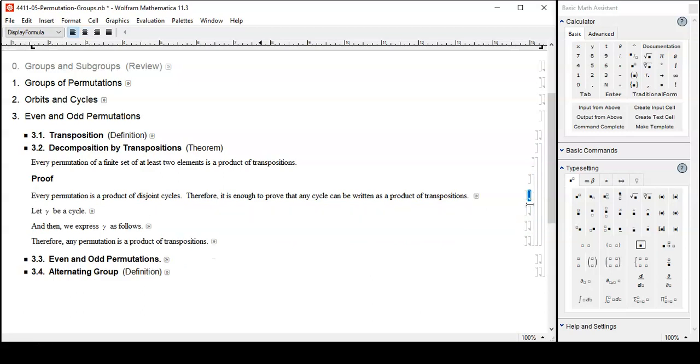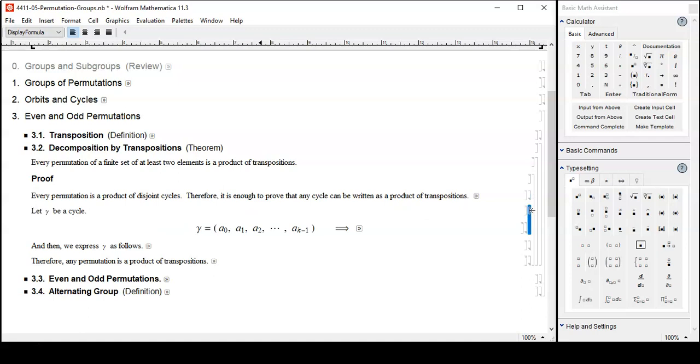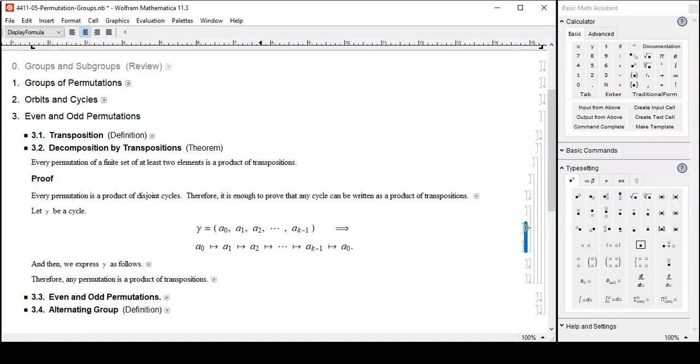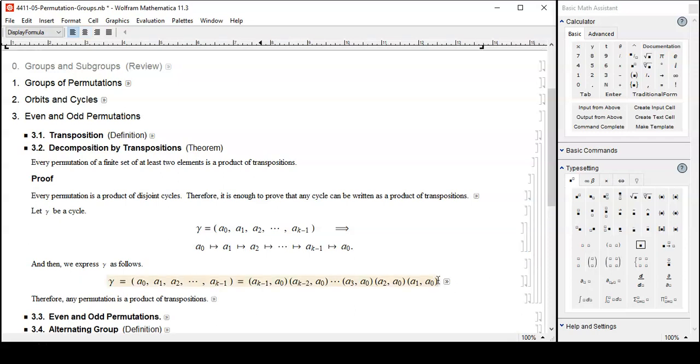So let's begin with a cycle. Let gamma be a cycle like this. A0 goes to A1, A1 goes to A2, A2 goes to A3, and so on, and then A_{k-1} finally goes back to A0, and then the cycle repeats. In this case, we can rewrite gamma like this. And this gives you not only the proof, but also a computational formula. Remember, we are doing the composition, so the application goes from right to left. So right first, and then next, and then the next like this.